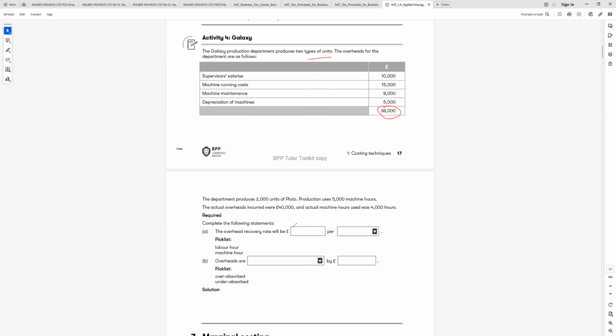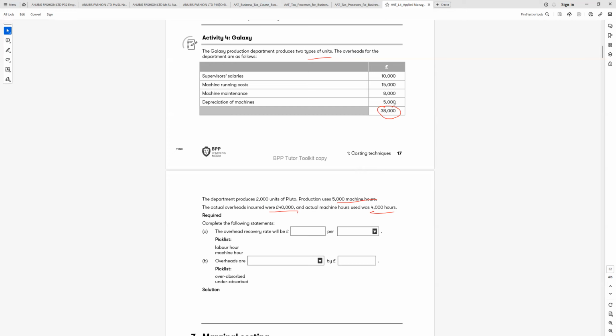Then the next one says the department produced 2,000 units of Pluto, and production uses 5,000 machine hours. The actual overhead incurred is 40,000, and the actual machine hours used are 4,000. So here we need to find out: is it under absorbed or over absorbed? First we need to find out how much the OAR, the overhead absorption rate, is.